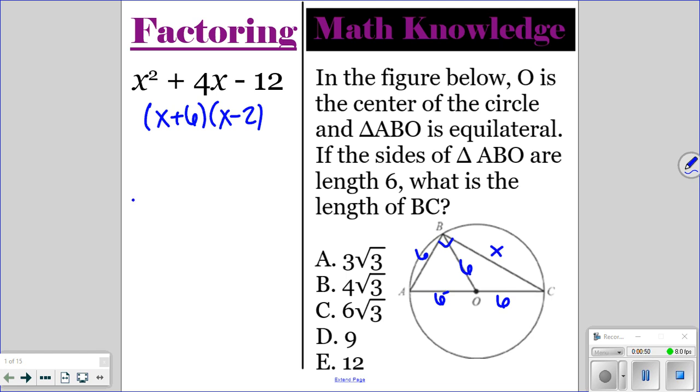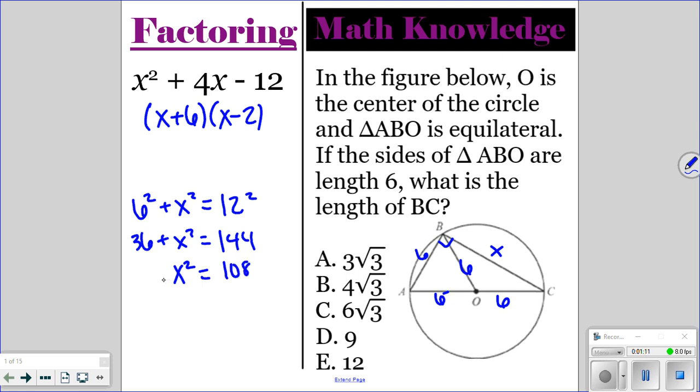So we can say x squared plus 6 squared is going to equal 12 squared. So 6 squared is 36. 12 squared is 144. And if you subtract, x squared is going to equal 108. And then we're going to take the square root of 108. From there, we're going to factor.